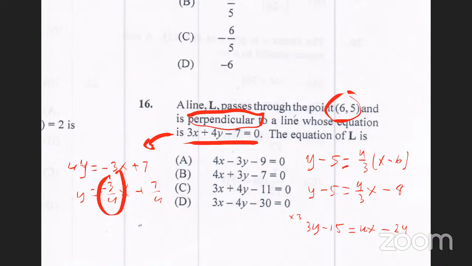So I'm just looking at the options there. What did they do to bring the x on this side? Okay. So 0 is equal to 4x minus 3y. When you bring it across, you should get a minus 9. Which one looks like that? Apple? Right, apple.